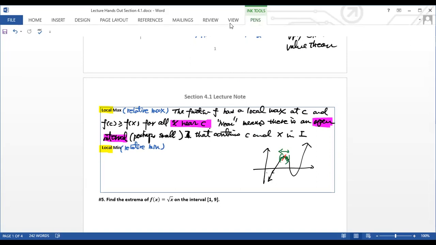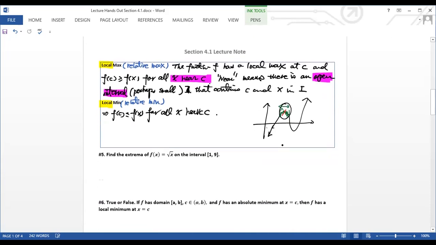So that's the same definition. You can say the local min would be f of c less than or equal to f of x for all the x near c. Near means I'm only looking at a small interval around it. If you look at the whole picture, it is not the largest or the smallest. But when we defined the absolute max and absolute min, we were looking over the whole domain. Here I don't care about the whole domain, I'm just looking at the open interval.